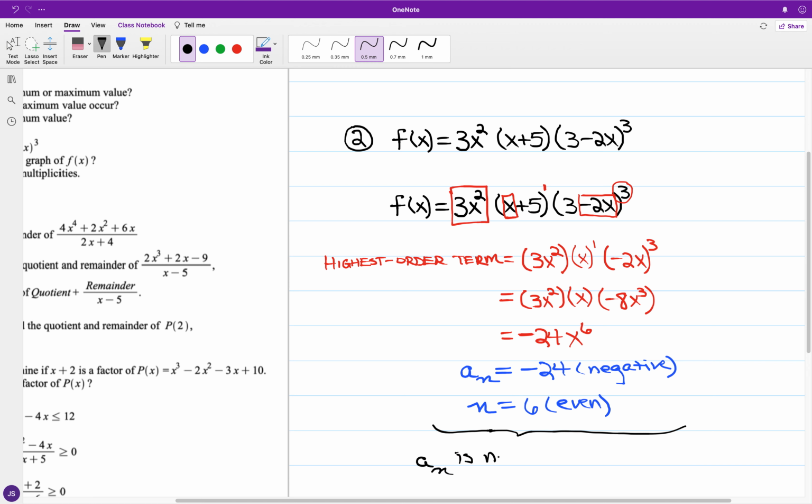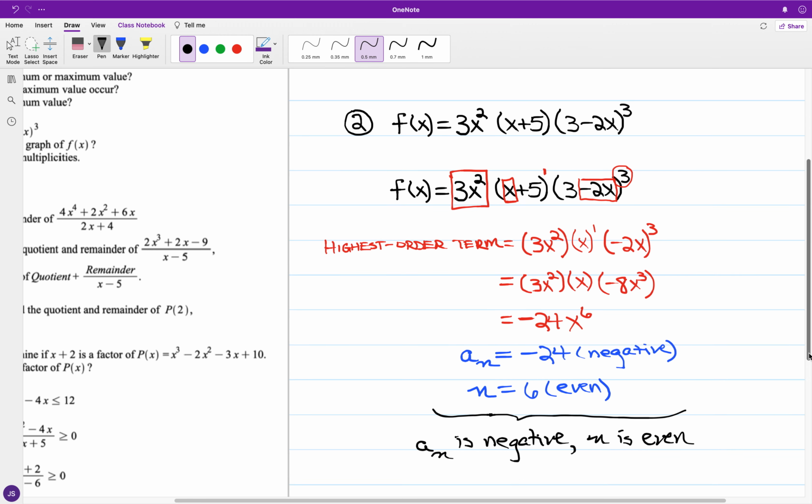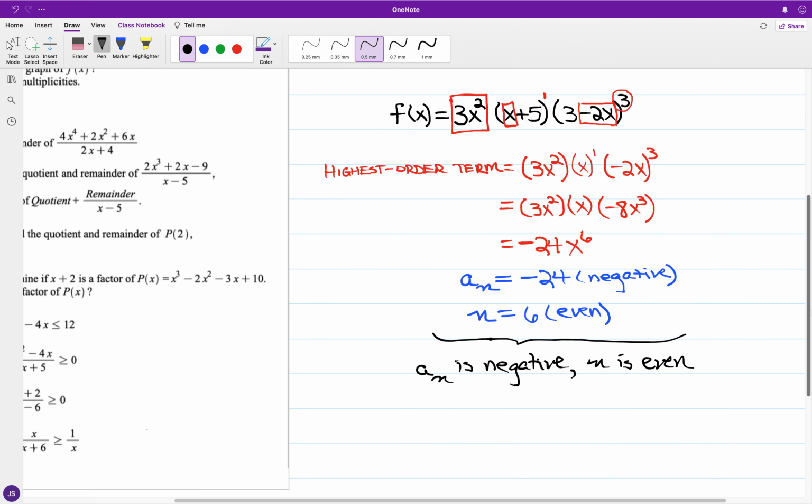So again, a of n is negative, and we're going to have that n is even. So you have a negative leading coefficient, n is even. Again, if the degree is even, you're going to have the same vertical behavior at both ends, either both up or both down. And with a of n, the leading coefficient, negative, it's going to turn out that the end behavior is that it's going to fall to the left as well as to the right.